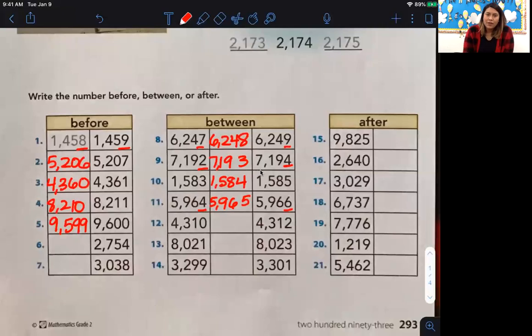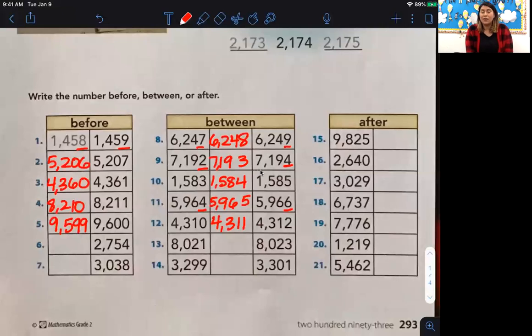Next, 4,310, 4,311, 4,312. For me, it makes sense to count it because when you count it, it's kind of like you're singing it and it kind of has a little ring to it. So if you want to count it, starting from the first number they give you, and then you say the next one, then the next one, it might make sense that way too.